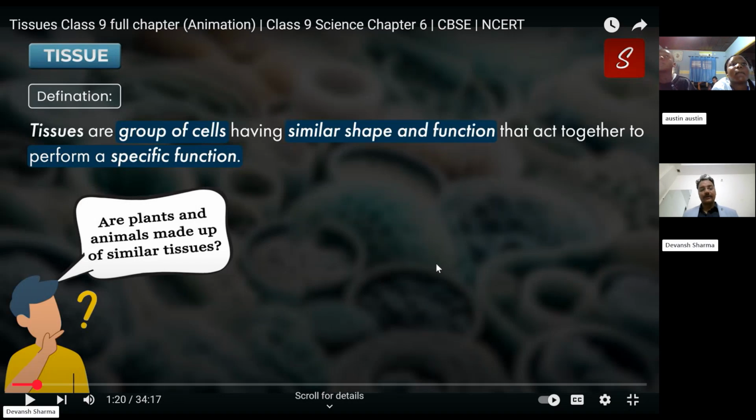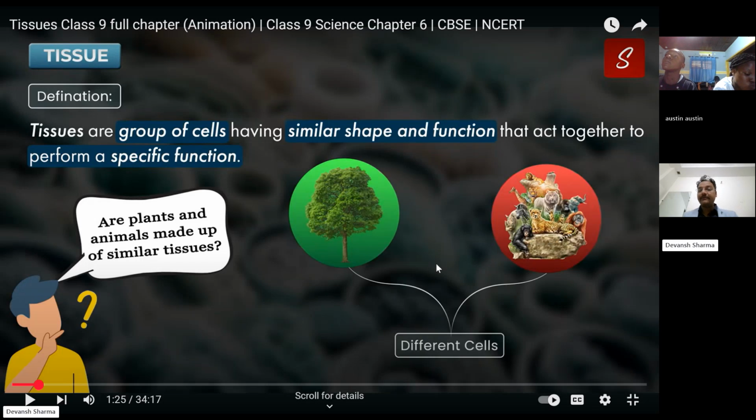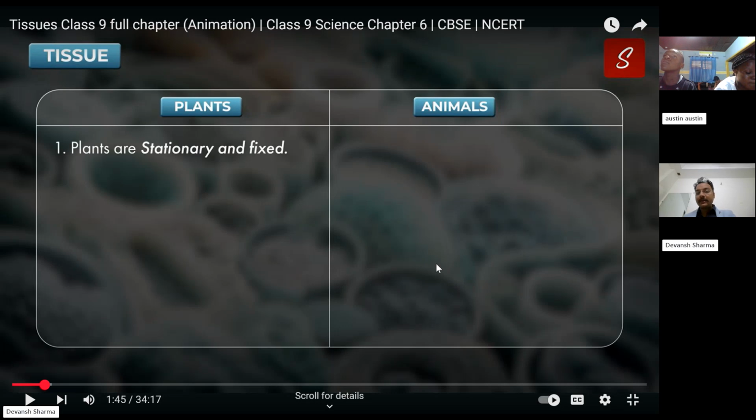Now you tell me, are plants and animals made up of similar tissues or different? Different tissues, sir. Good, excellent. They are made up of different tissues, and there is a reason why. Number one, make this table: on one side write plants and on the other side write animals.